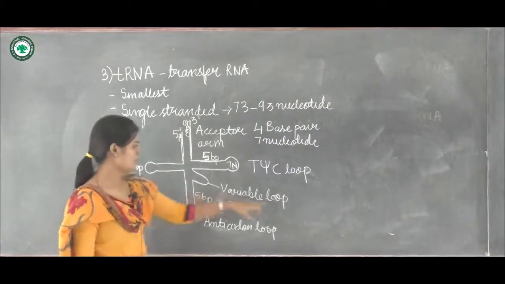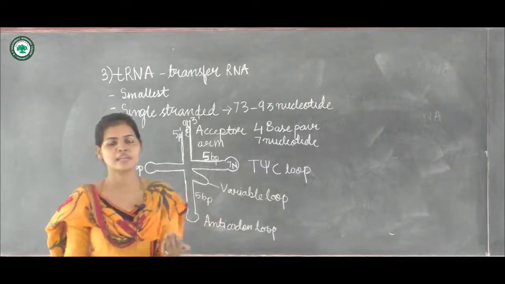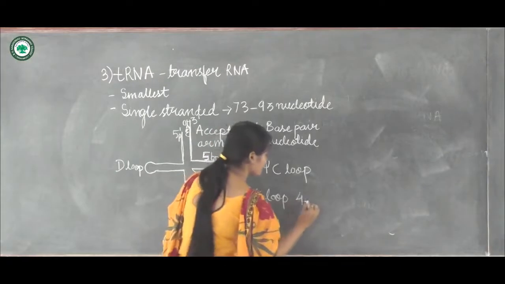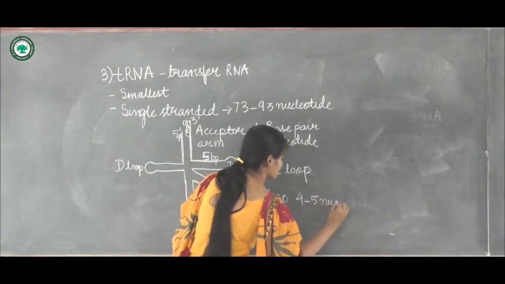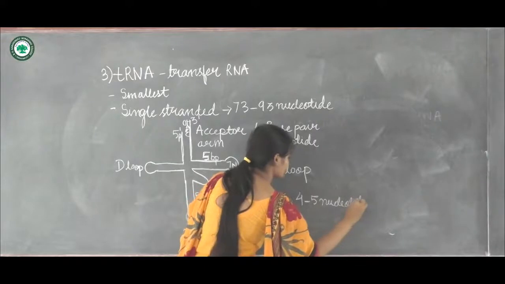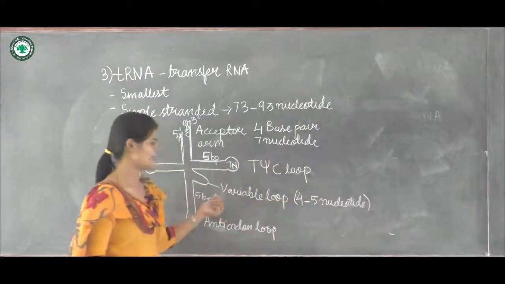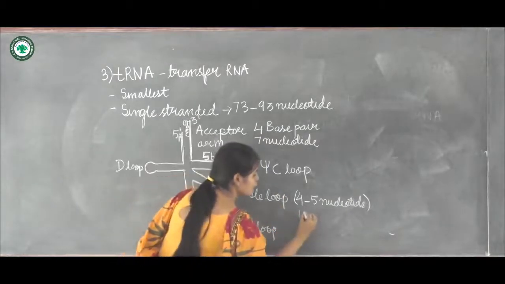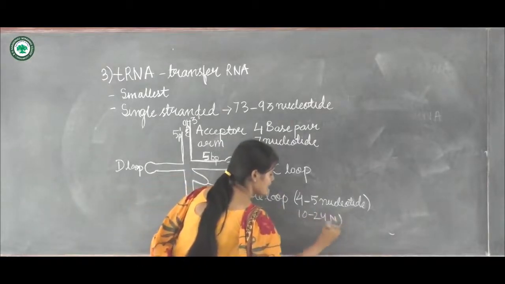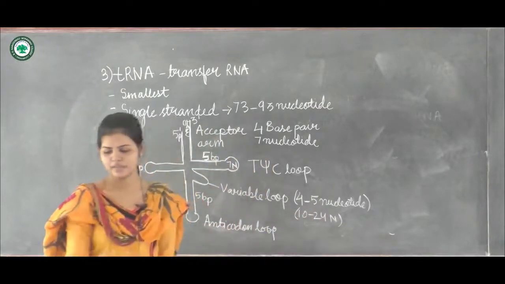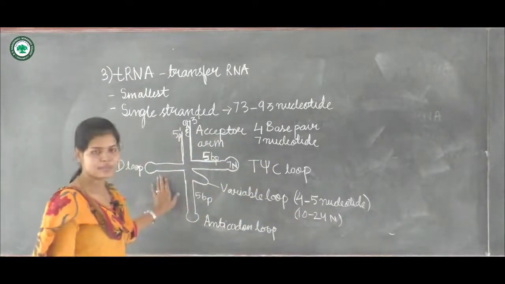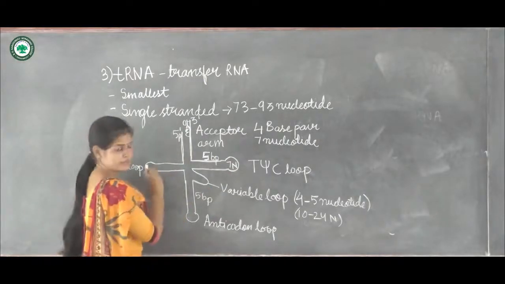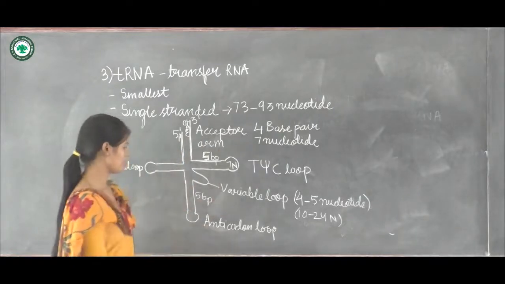This variable loop is variable in different tRNAs, and it may contain 4 to 5 nucleotides, or up to 10 to 24 nucleotides in different tRNAs. Now this D loop is also variable in different tRNAs. So this is about the structure of the tRNA.